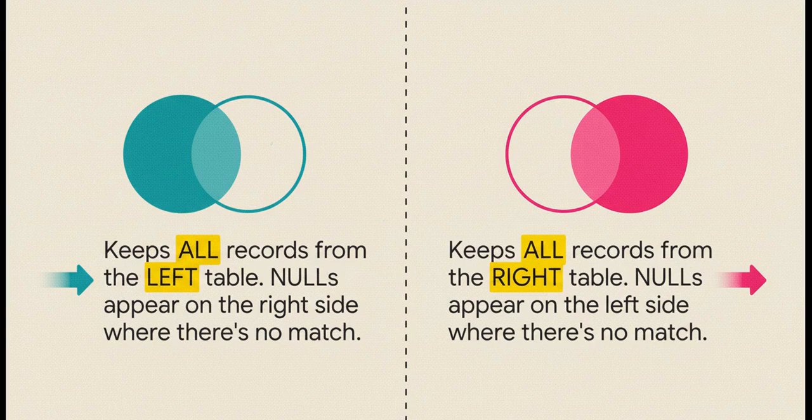It's the exact same idea, just the other way around. It keeps everything from the right table and fills in any missing matches from the left with nulls. It's a perfect mirror image. Once you get the left join, you have already understood the right join.